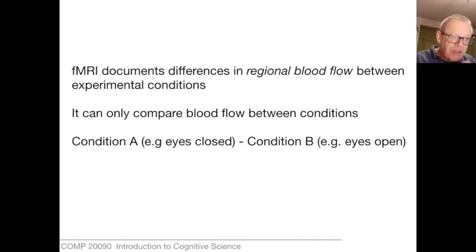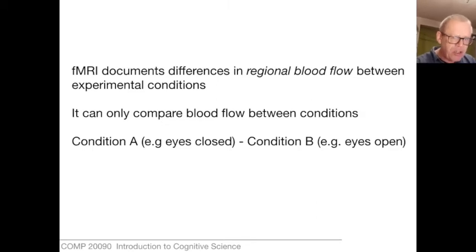Because it measures only differences in regional blood flow, functional magnetic resonance imaging is tied to the experimental situation. MRI is just a way of getting a picture of what's inside your head. Functional MRI is a way of imaging changes in blood flow as a result of experimental contrast. So in a very simple case, you might compare someone in a scanner with their eyes closed and the same person in a scanner with their eyes open. By employing the fMRI technology, you get to document the change in regional blood flow across these two conditions.